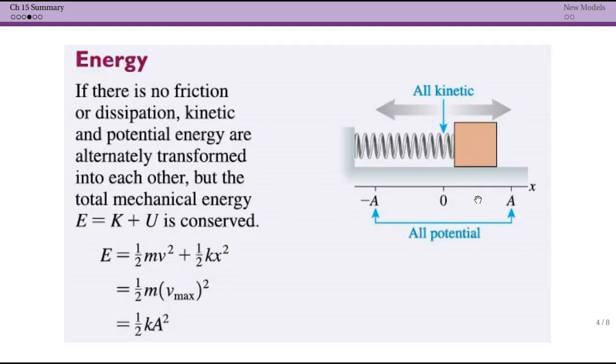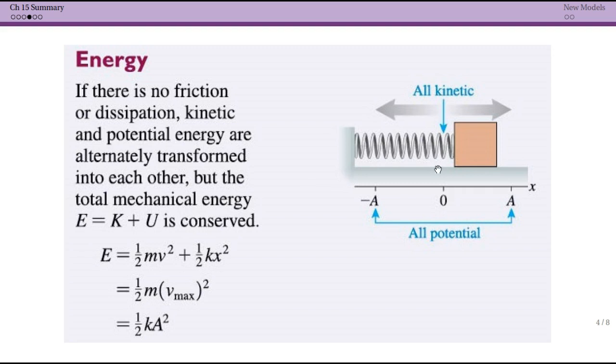Conservation of energy is very important, and some of the original calculations we did used conservation of energy to see the relationship between the variables. And as long as we have no dissipation, so no friction or air resistance to worry about, we know that the total system energy is conserved, so K plus U is going to be constant.